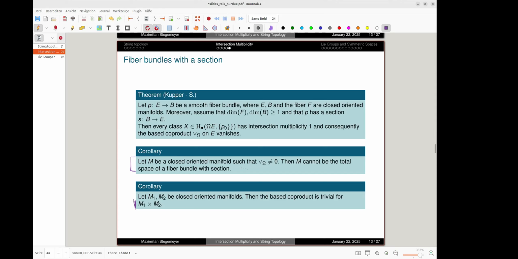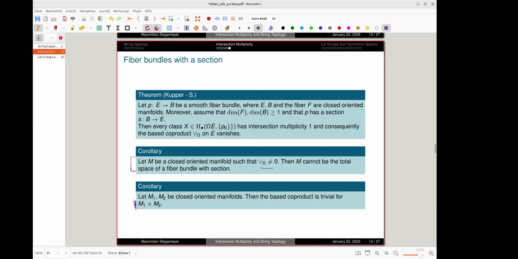Yeah, I think this is quite a large class of spaces that can be total spaces of fiber bundles with sections. If I put it this way, the only examples that I know where the base coproduct is non-trivial are spheres and projective spaces. And of course, for these spaces you have different tools to show that they cannot be the total space of a fiber bundle with a section. Yeah, but okay.